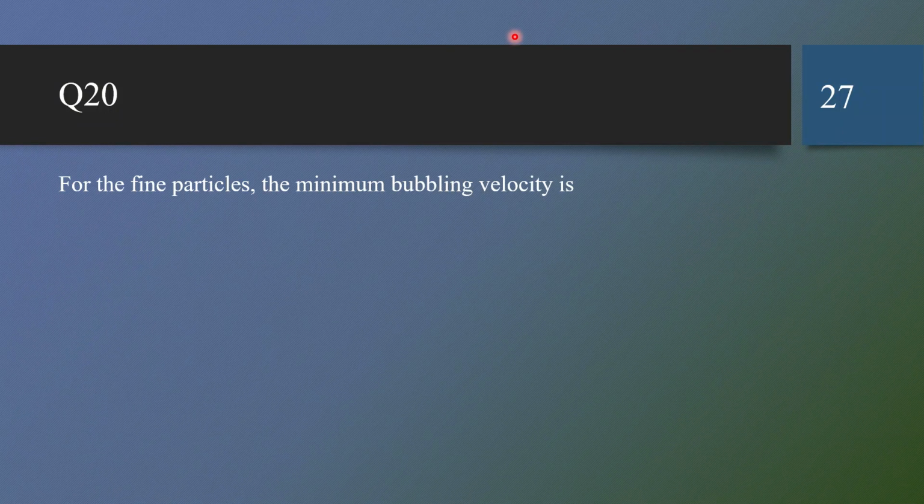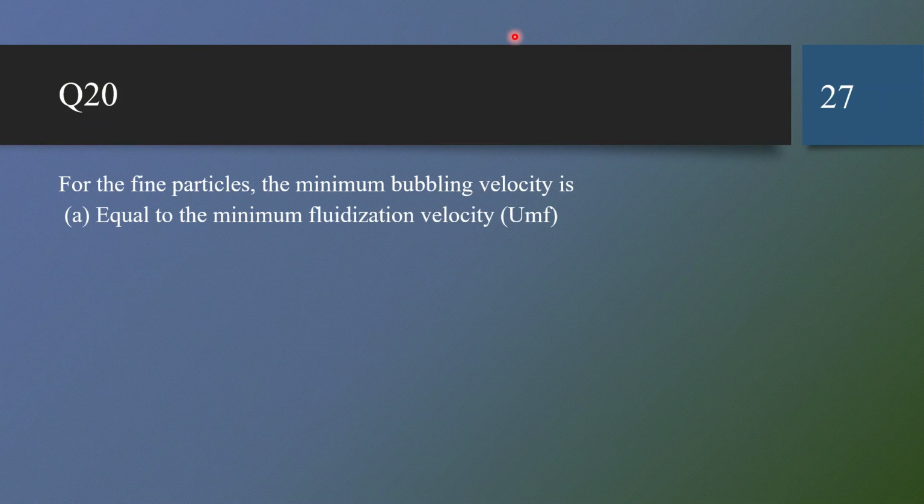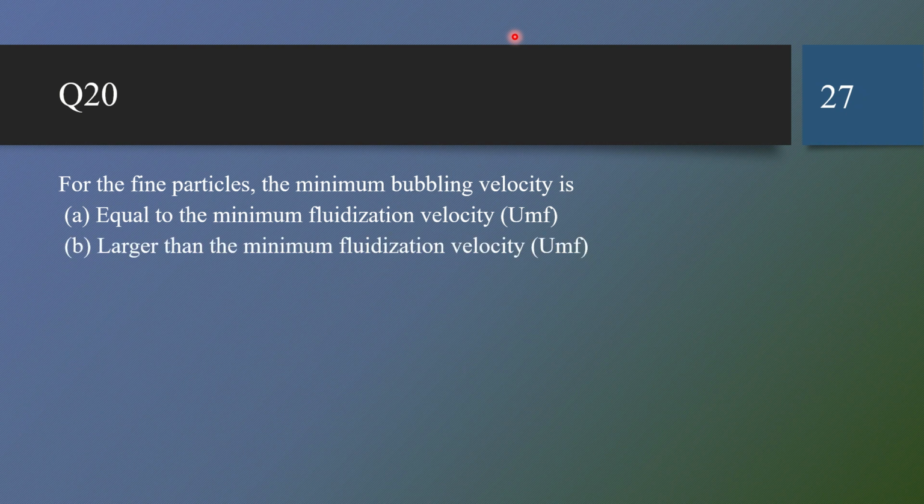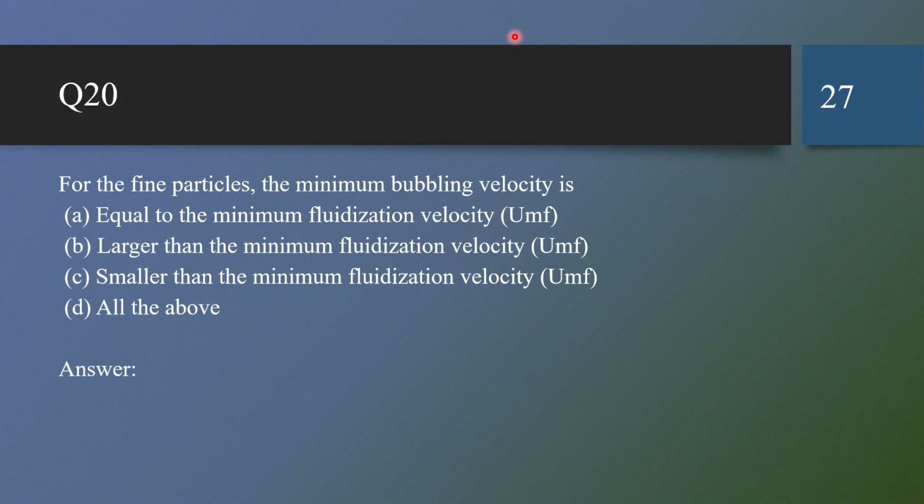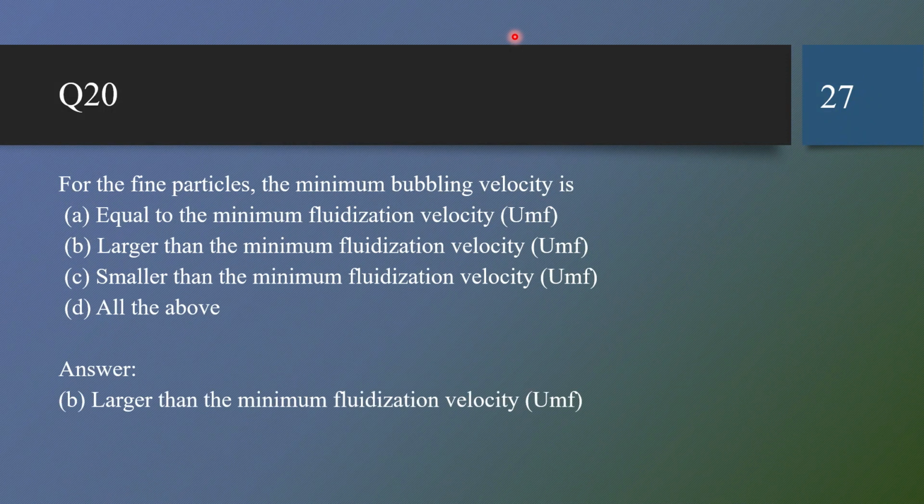In question 20, it is given that for the fine particles, the minimum bubbling velocity is equal to the minimum fluidization velocity, UMF, larger than the minimum fluidization velocity, or smaller than the minimum fluidization velocity, or all the above. So the answer is larger than the minimum fluidization velocity.